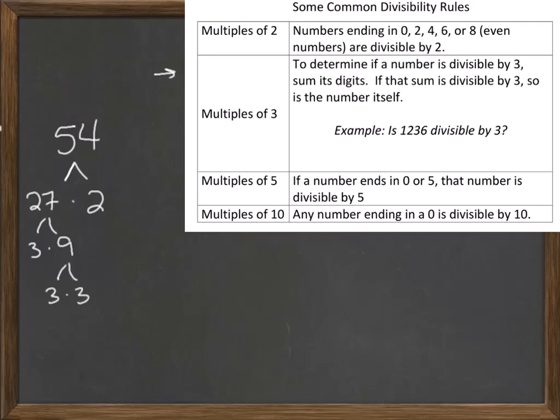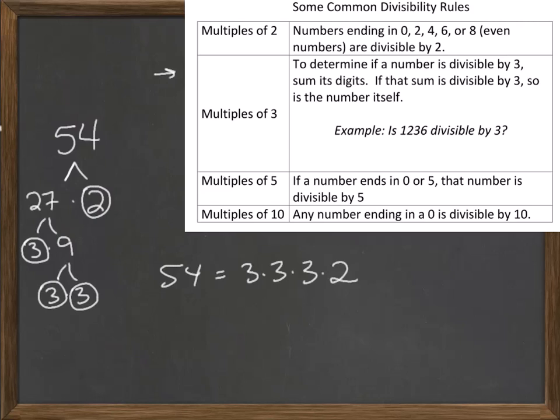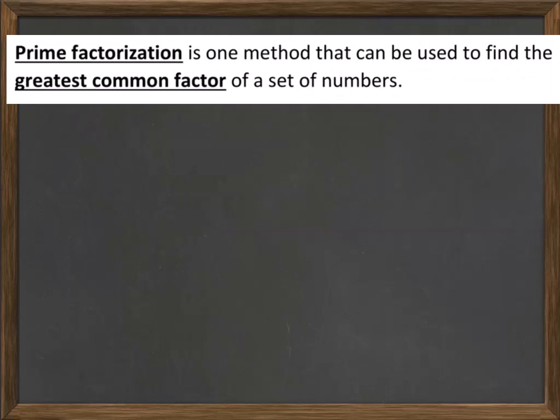Okay, so how are we going to capture the prime factorization? Well, we need to go down and circle just the prime numbers. 3 is a prime number, so we circle all the 3's, and 2 is a prime number. Therefore, if we write the prime factorization of 54, it's 3 times 3 times 3 times 2. This is the prime factorization of 54. Prime factorization is one method, not the only method, but one method that can be used to find the greatest common factor of a set of numbers.